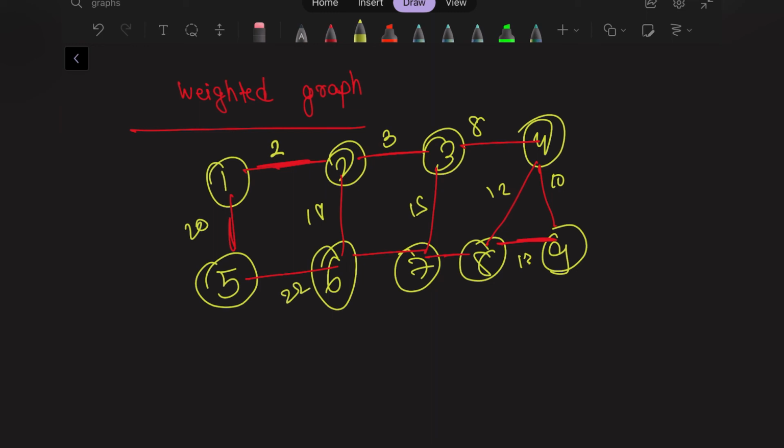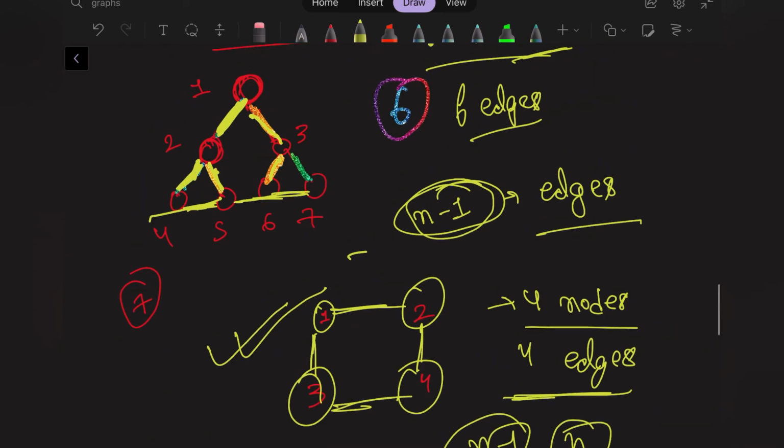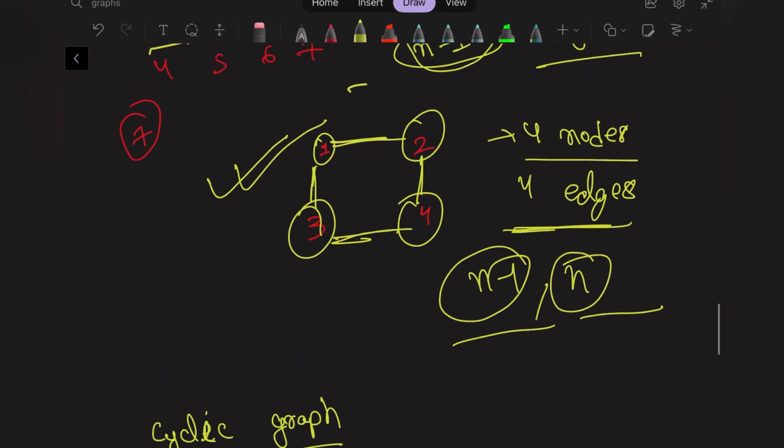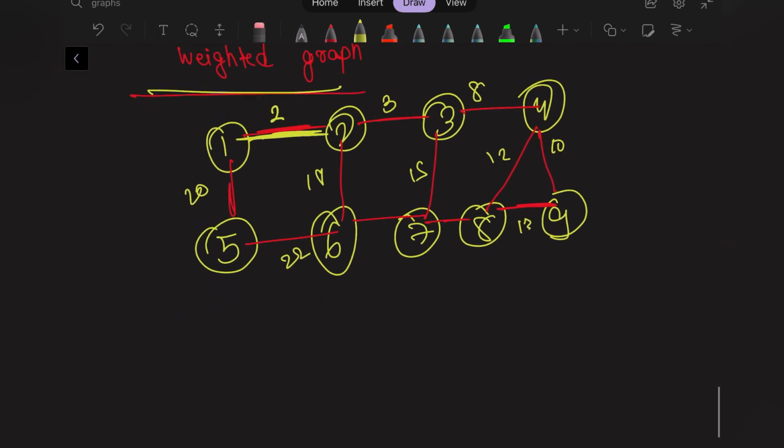So if there is a cost associated with an edge, say we are traveling from 1 to 2 and the cost is 2, this is called a weighted graph. What we have seen above is a non-weighted graph, where we don't have any cost associated with any edge. But here there is a cost associated with every edge. So this is called a weighted graph.